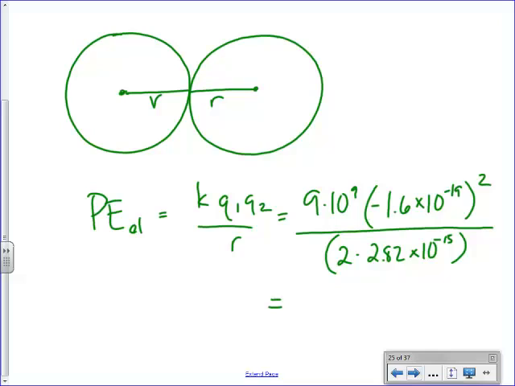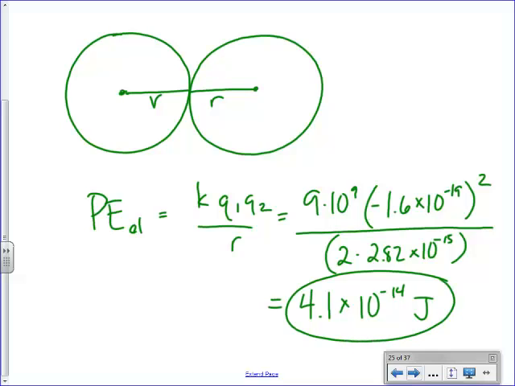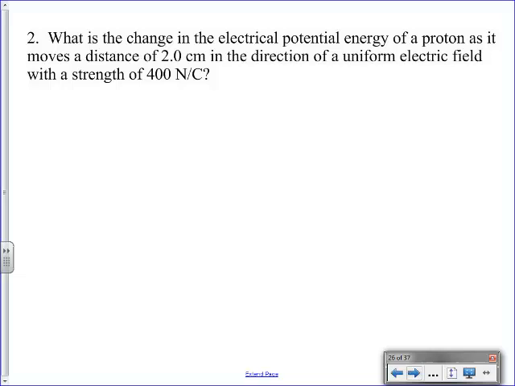And then I would get out my trusty calculator and compute that, and I would get 4.1 times 10 to the negative 14th. And that's joules, because it is electrical potential energy stored by pushing those two negatively charged objects close to each other. Let's look at another.